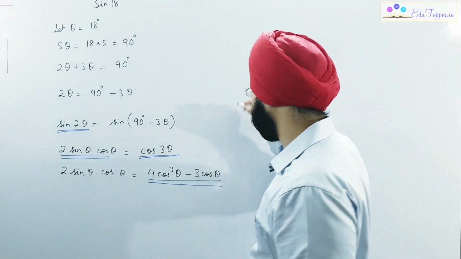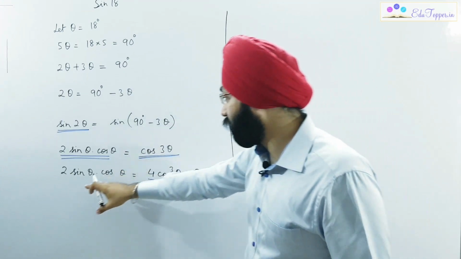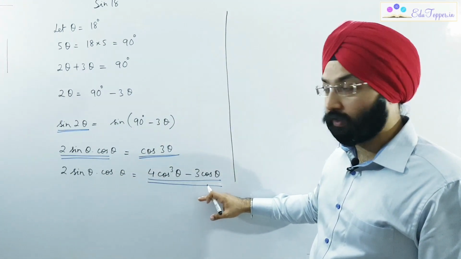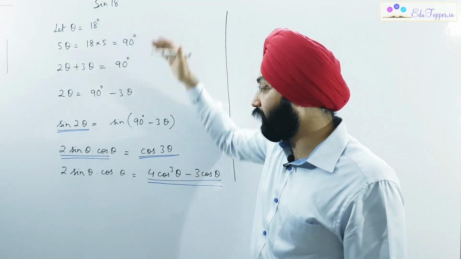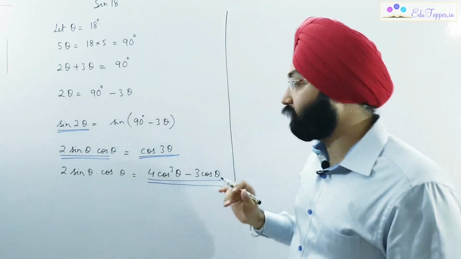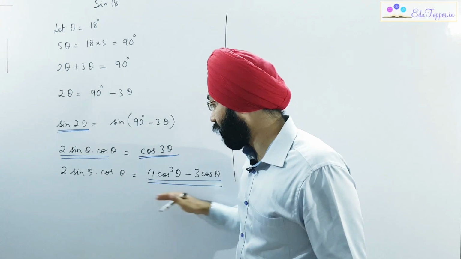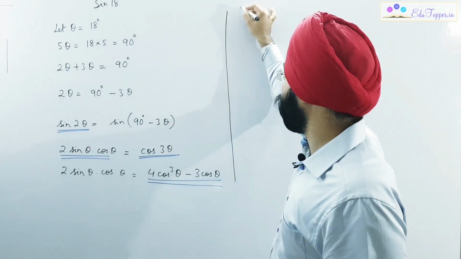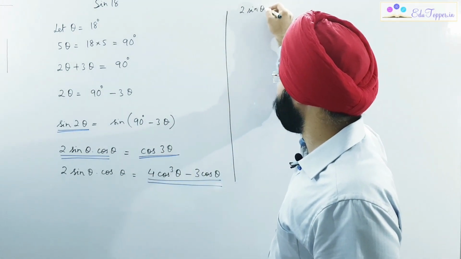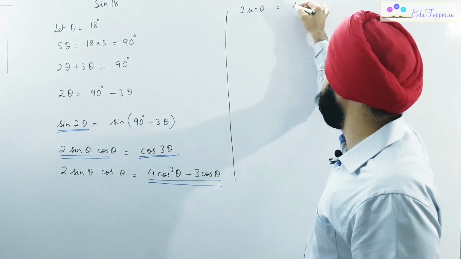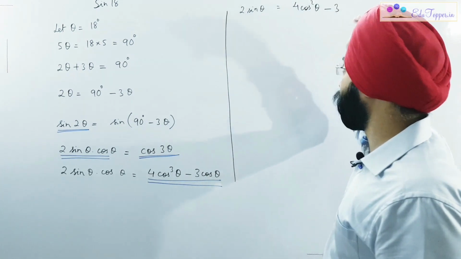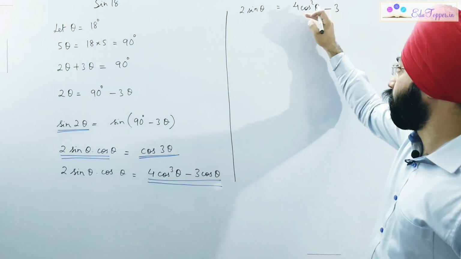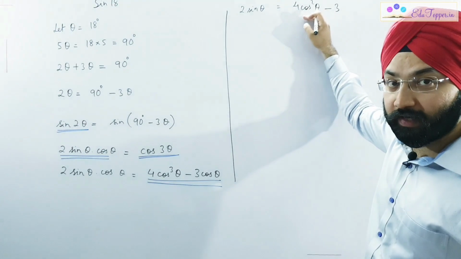In the next step, we'll divide the entire equation by cos theta. Why? Because we need to find out the value of sine theta. So for that we need to eliminate cos theta somehow. So on dividing this entire equation by cos theta, we will have 2 sine theta is equal to 4 cos square theta minus 3.